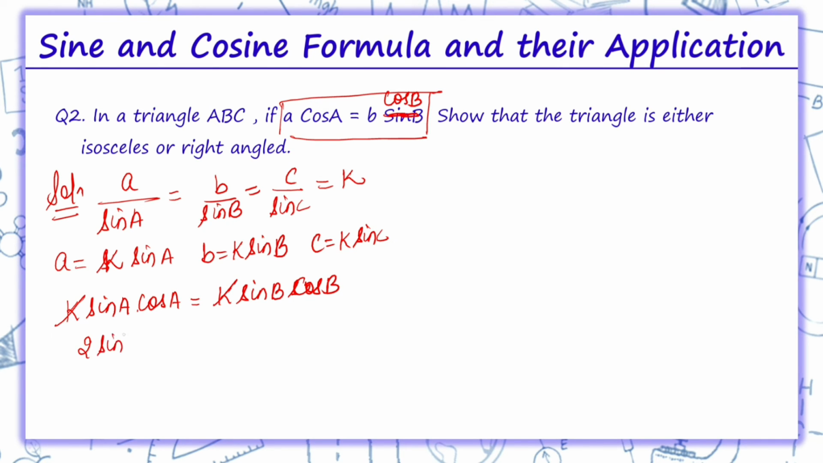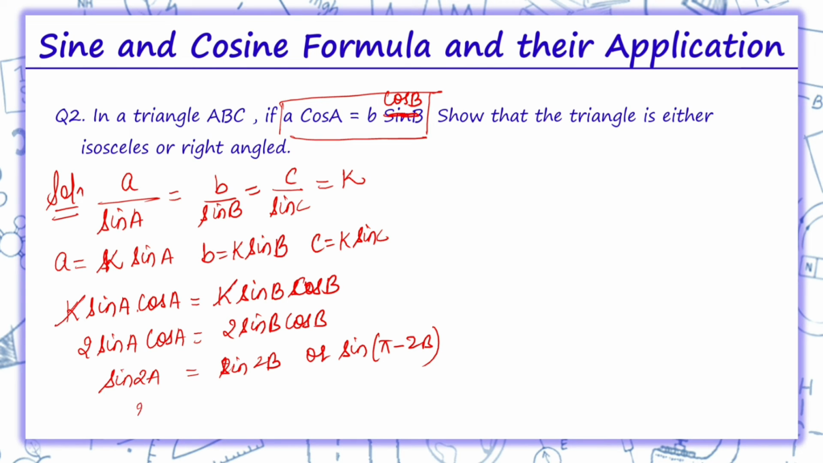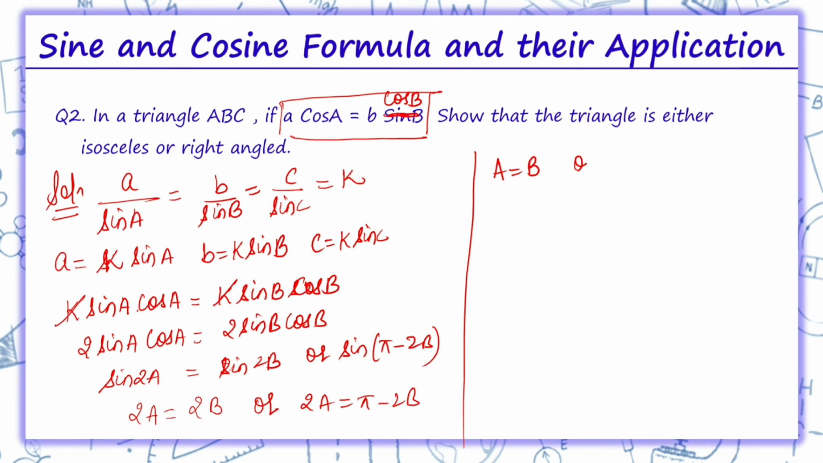We will multiply 2 on both sides. So we will get 2 sine A cos A equals 2 sine B cos B. Now we know this is the formula for sine 2A. So sine 2A is equal to sine 2B. And sine 2B can also be written as sine of pi minus 2B. So here we will get two values: 2A is equal to 2B or 2A is equal to pi minus 2B. So in the first condition we got A is equal to B, and in the second condition we got A plus B is equal to pi by 2.